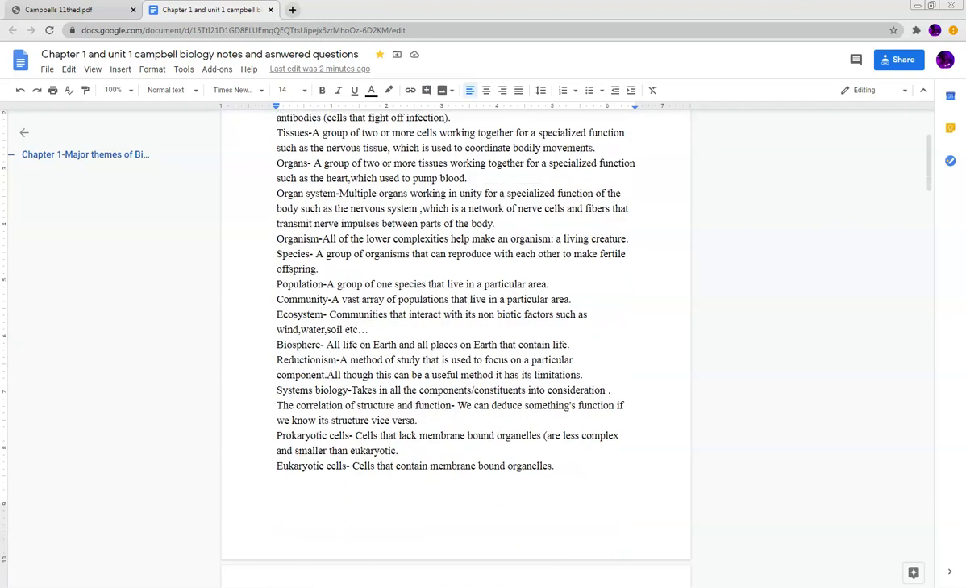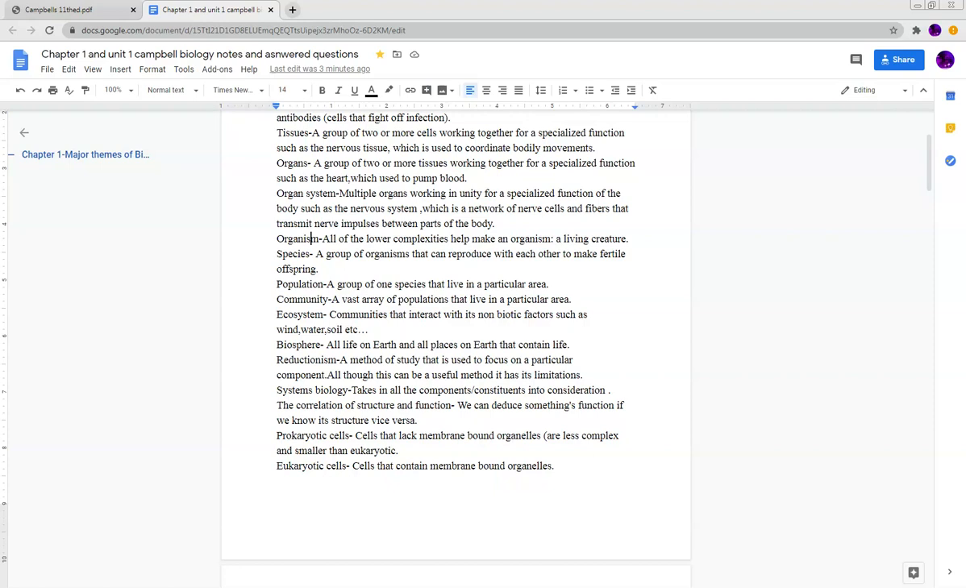So then prokaryotic cells are essentially cells that lack membrane-bound organelles, such as the mitochondria and the nucleus. And they're generally less complex than eukaryotic cells, and they are obviously smaller than eukaryotic cells. And all prokaryotic cells are unicellular. That's important to know. Unicellular, uni means one, cellular, so one cell, basically, right?